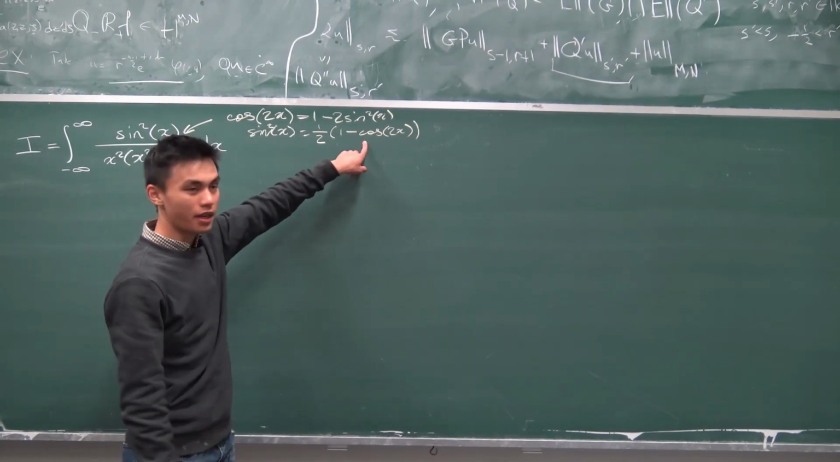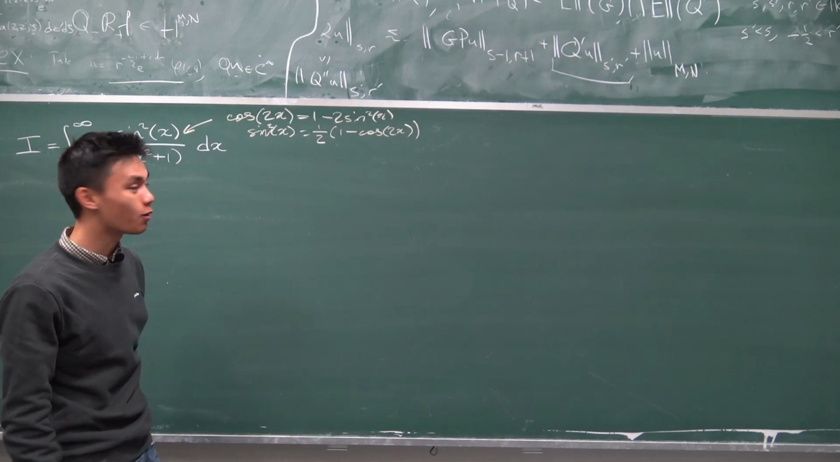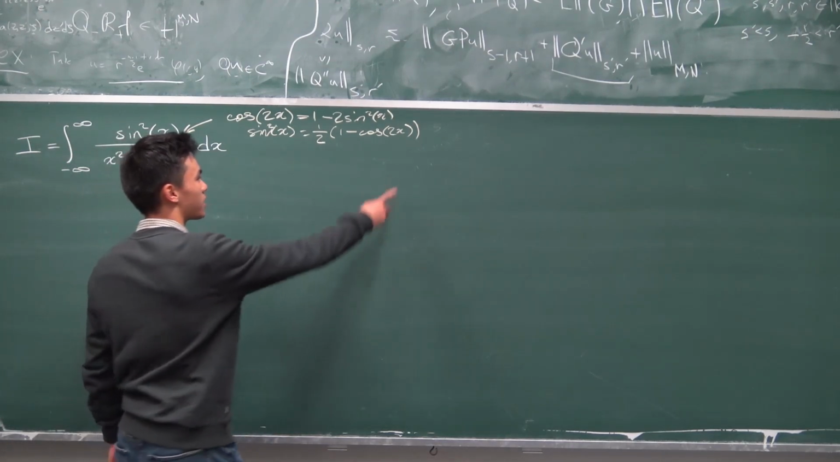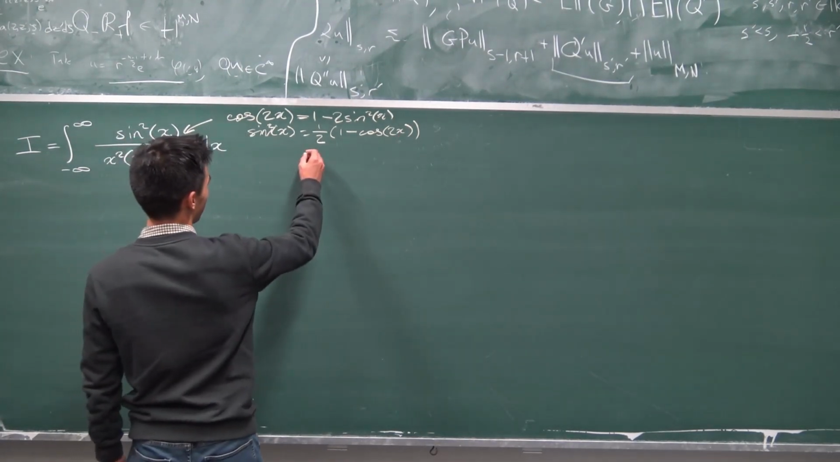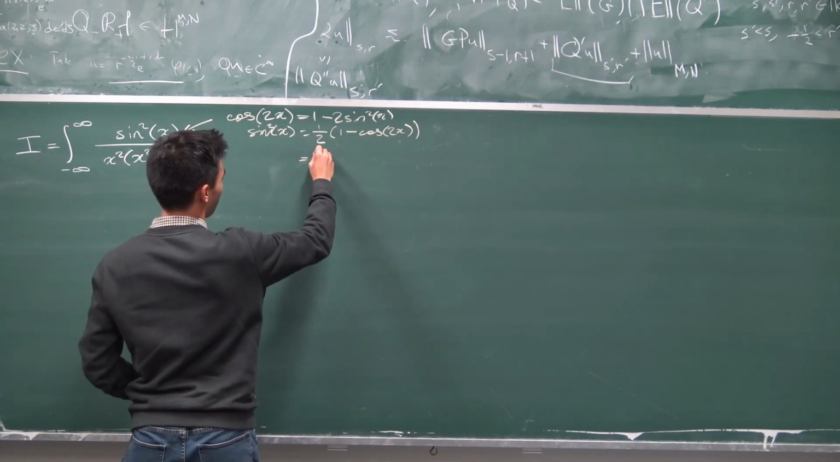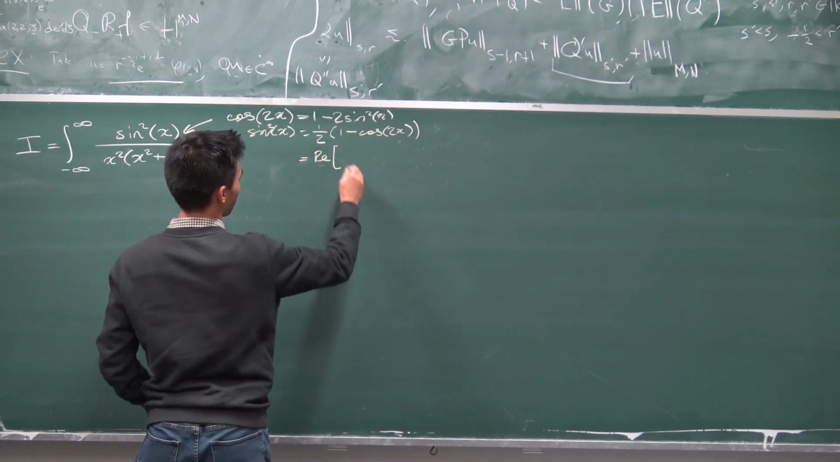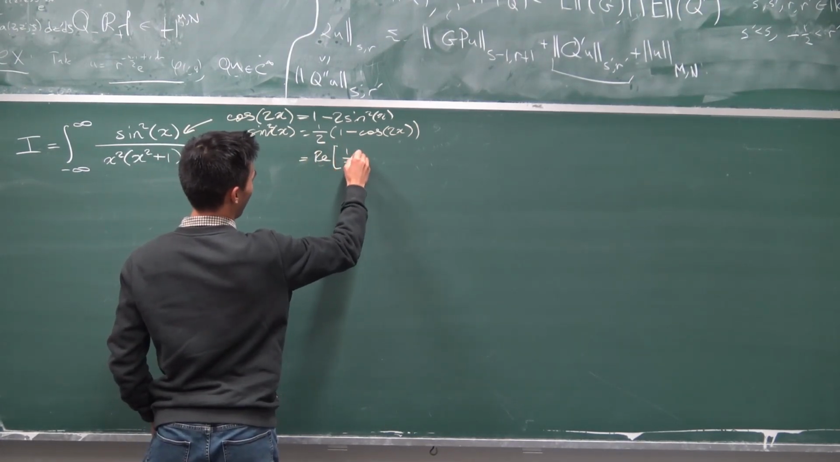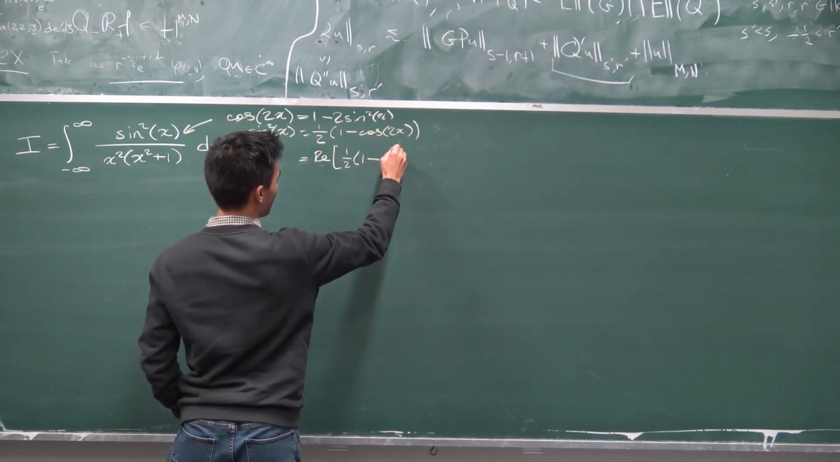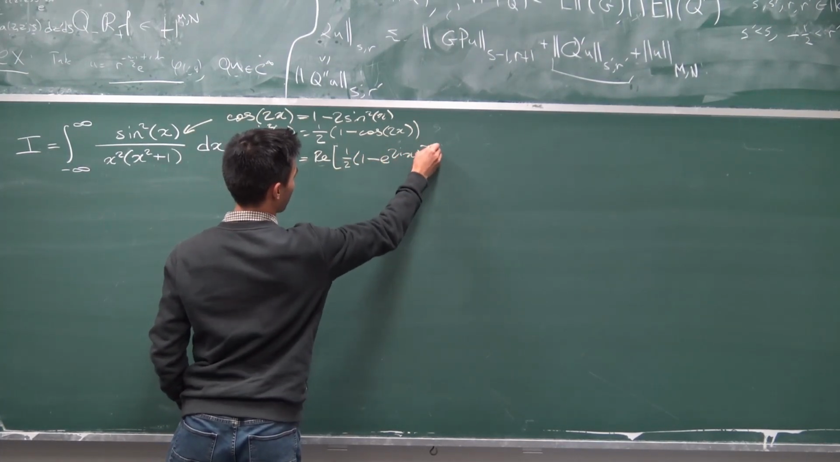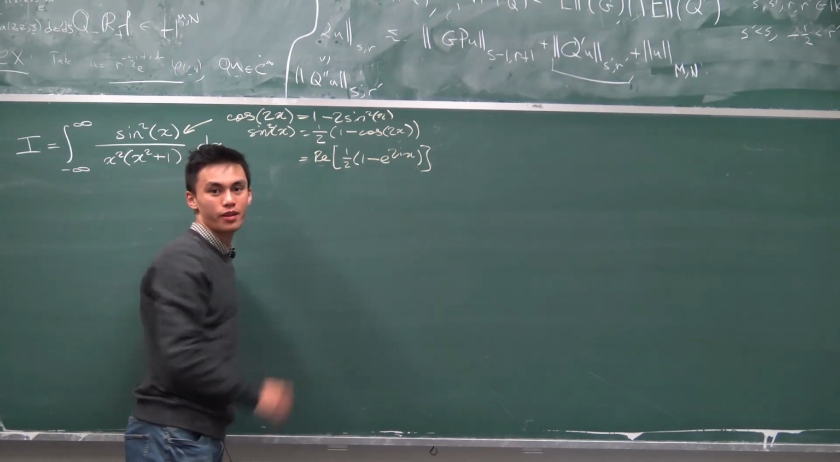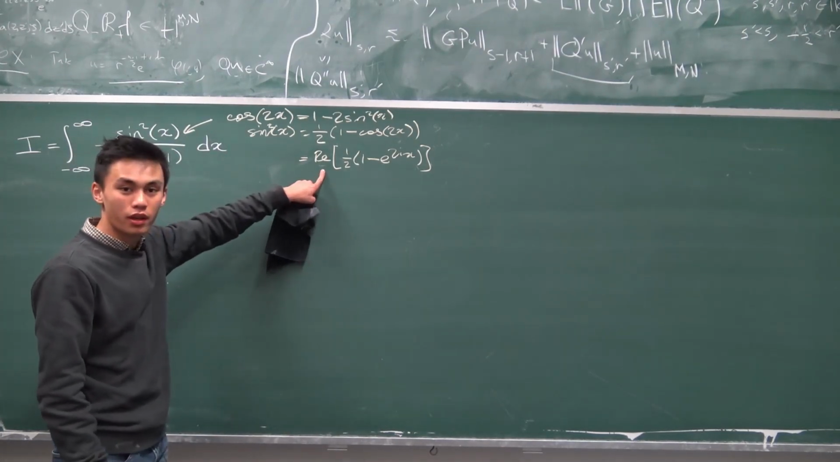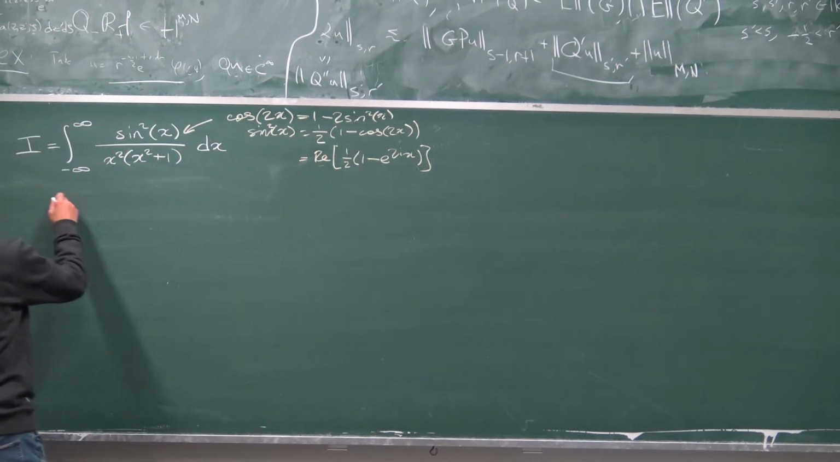So we can replace this with, let's say, the real part of e to the 2ix. We can pull the real part operator to the outside, so this is the real part of 1/2 times (1 minus e to the 2ix). This is quite nice because now we can put this back into our integral, and we can even bring the real part operator to the outside of the integral as well.